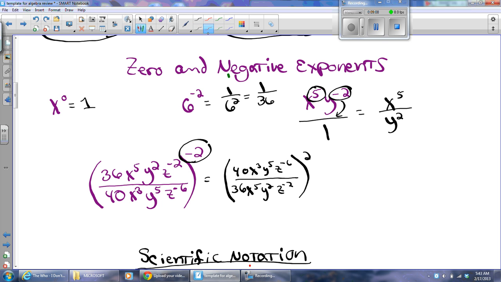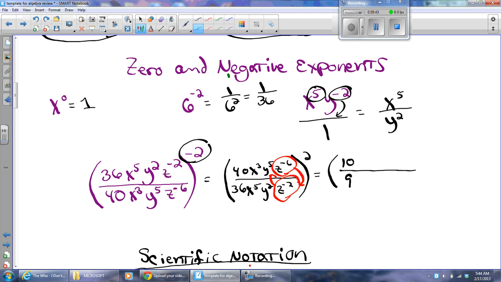Now I'm going to simplify inside as much as possible. And noting these z's, there's a negative 6 there, so he's going to go to the denominator. There's a negative 2 there. He's going up to the numerator. So let's go ahead and simplify. And 40 over 36, I'm going to divide both by 4, and I'm going to get 10 over 9.